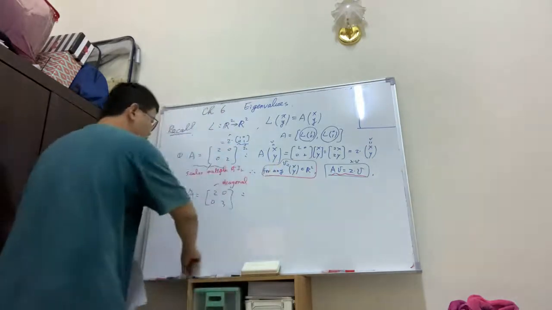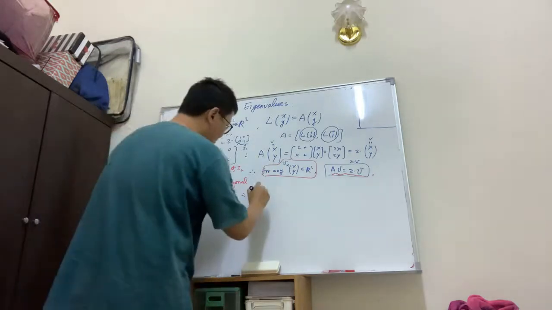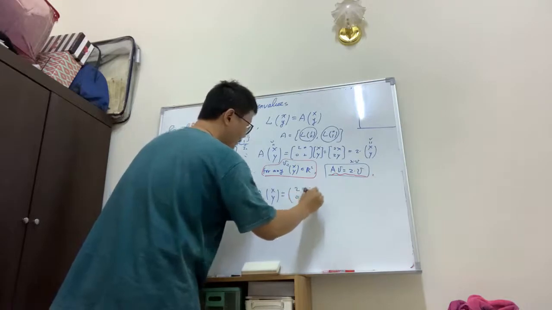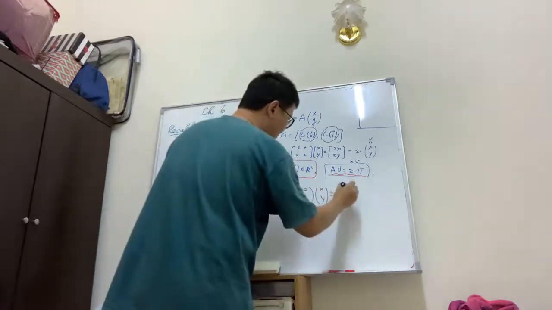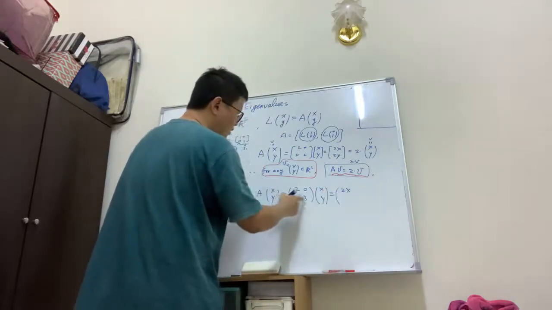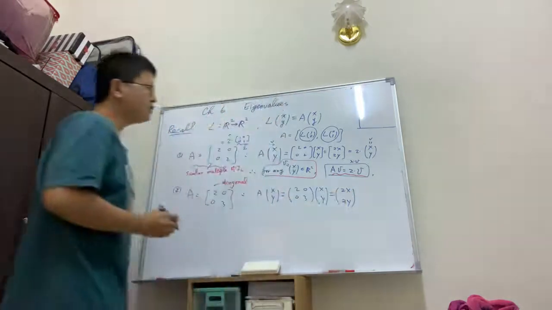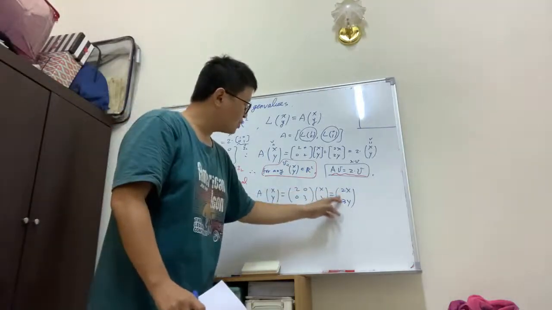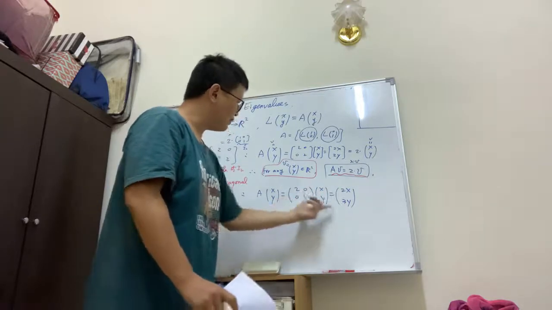But for a diagonal matrix with different scalars, consider A times (x, y). The first entry is 2x plus 0 times y, so it's 2x. The second is 0 times x plus 3y. They are not the same scalar, so we cannot take it out. So we just have this.